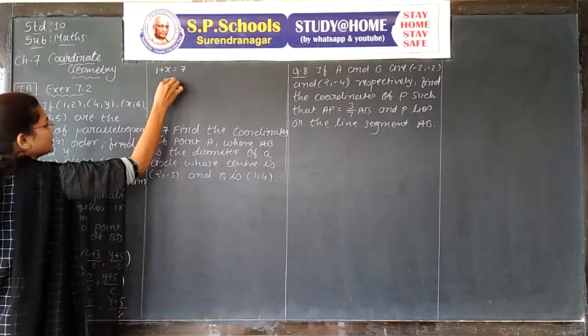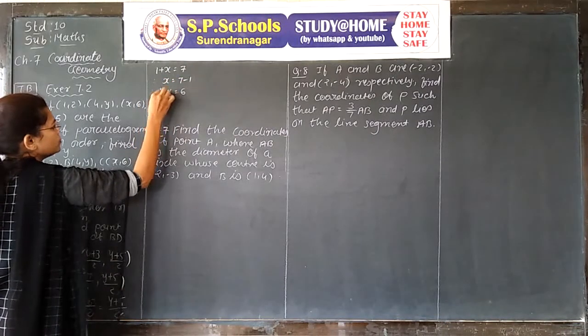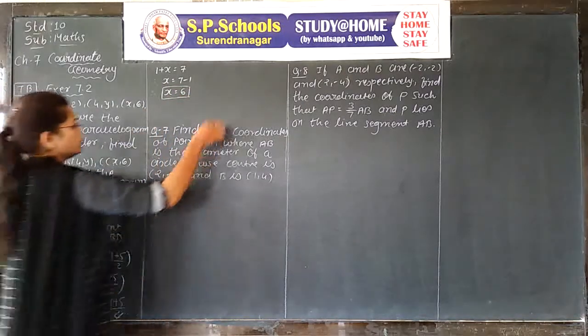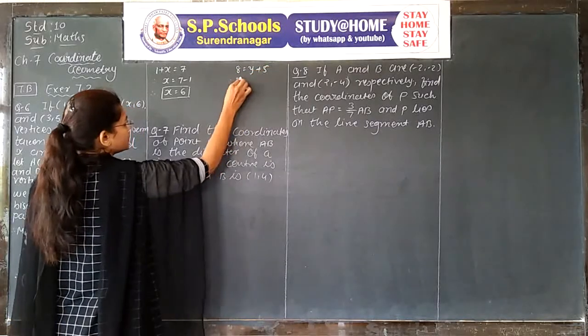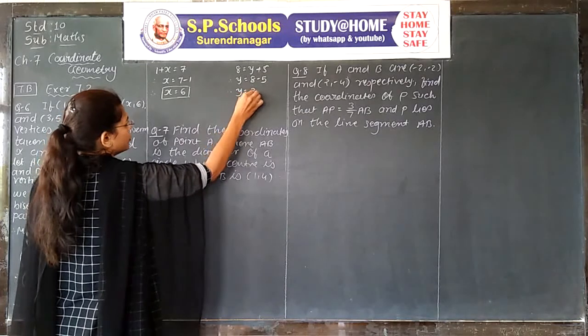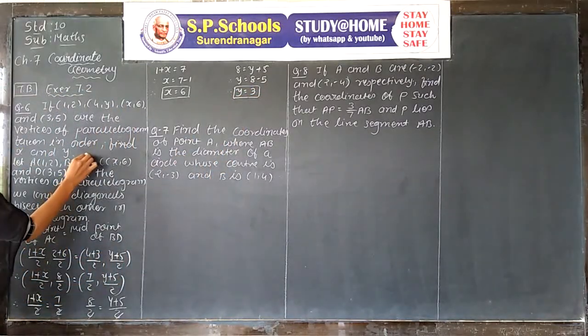That's why x is equal to 7 minus 1, and x is equal to 6. From here 8 is equal to y plus 5. By making y the subject, we get 8 minus 5. That's why the value of y is 3. Here the value of y is 3 and the value of x is 6.